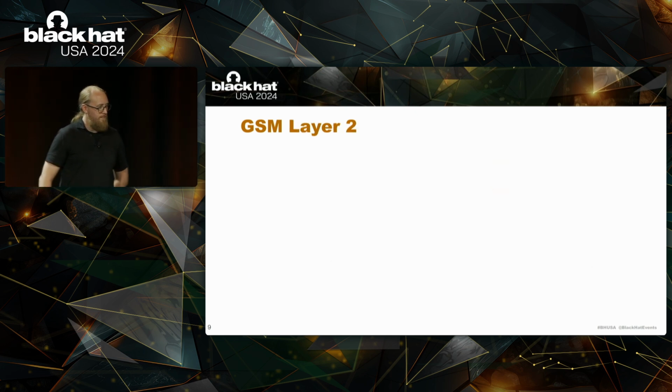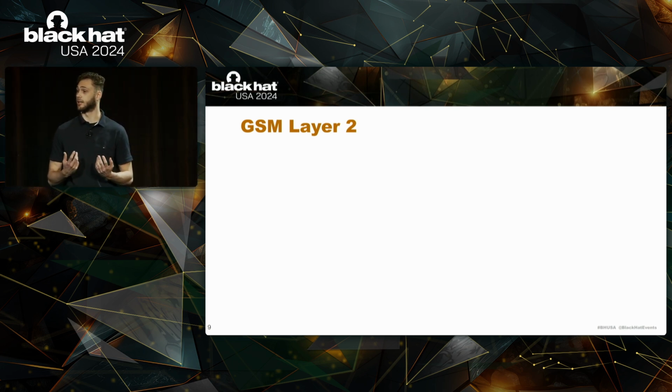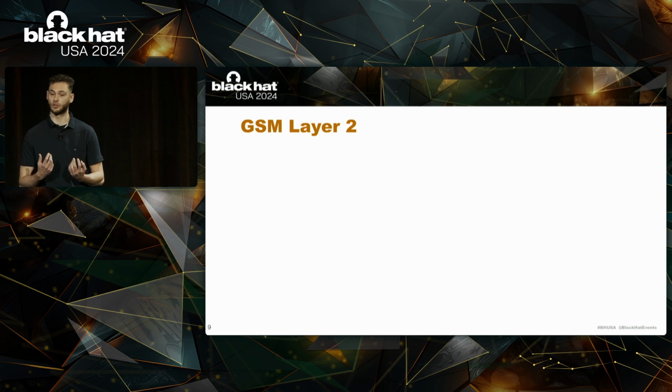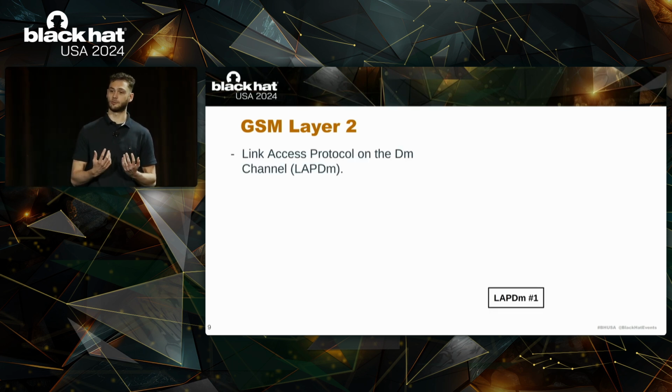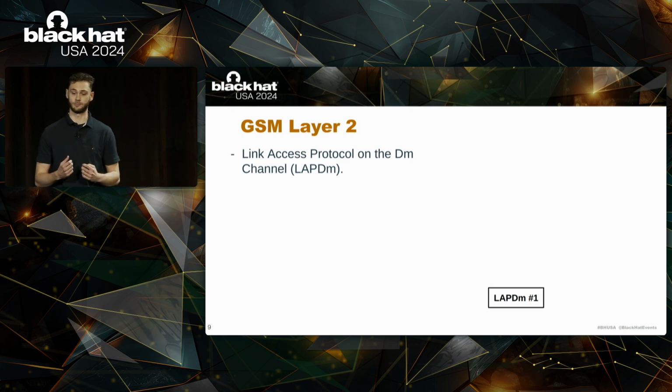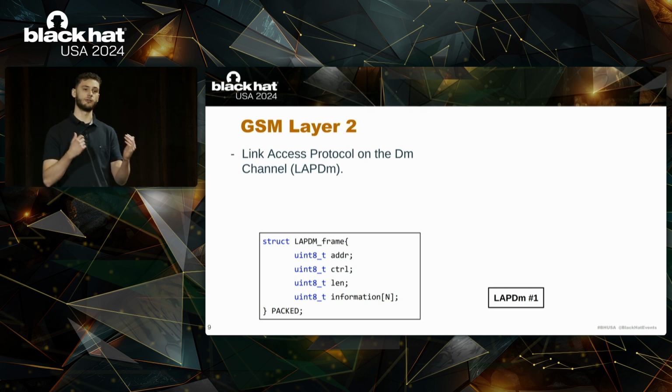Okay, so now we know a bit about the GSM protocol stack itself. Let's talk a bit about GSM layer 2, as that will also be our target. So we start with a single LAPDm frame. The single LAPDm frame consists of the following struct. It contains 3 header fields, which are the address field, the control field, and the length field. And then there is the information field.